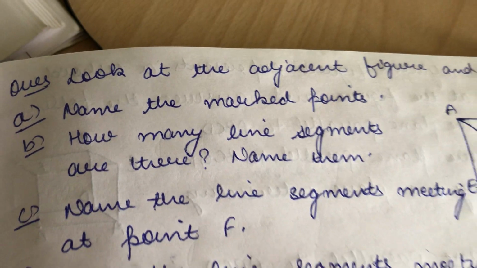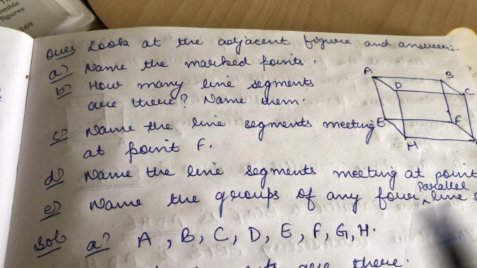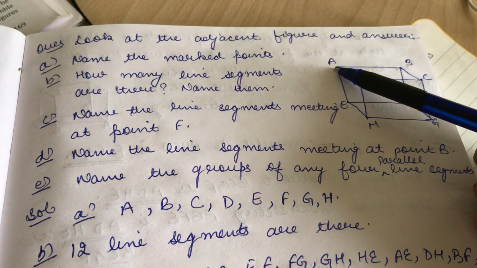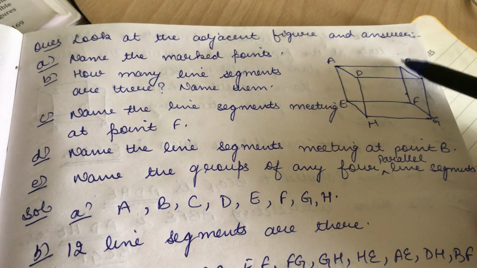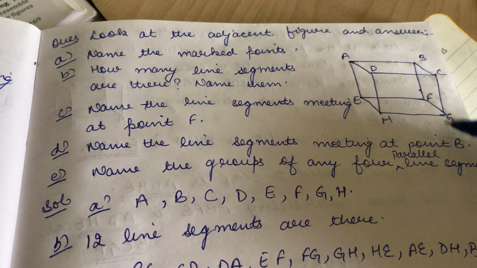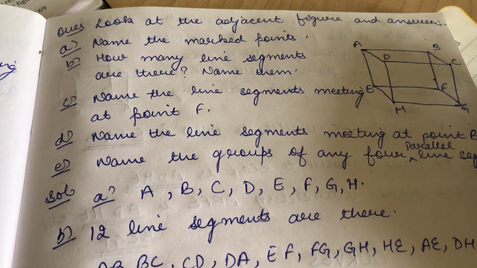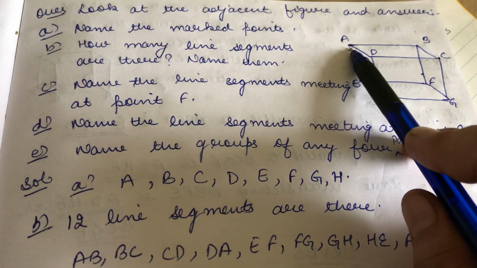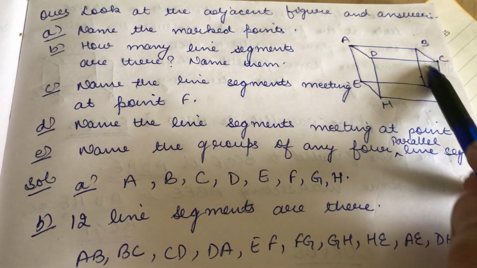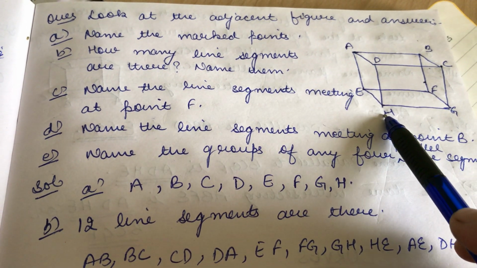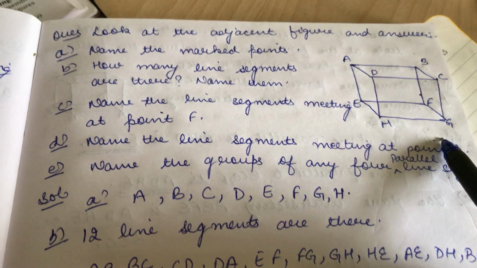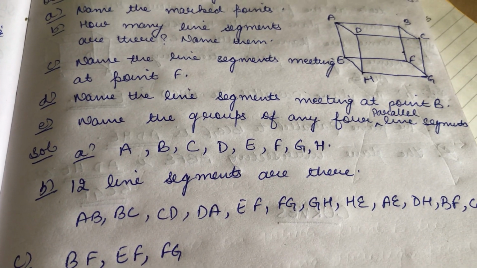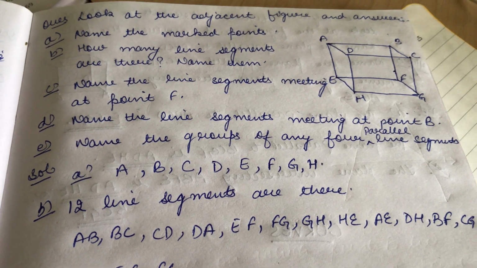Next is, look at the adjacent figure and answer the following questions. This is a cube. A part is, name the marked points. Marked points means the points which are marked here. A, B, C, D, E, F, G, H. These are the marked points. B part, how many line segments are there? Name them. Now line segments: AB, AD, DC, BC, AE, EH, HD, EF, HG, GC. So like this we have 12 line segments. These are known as edges of the cube also.